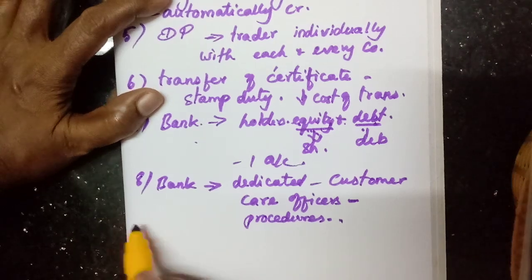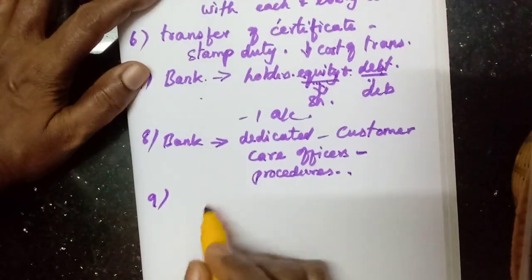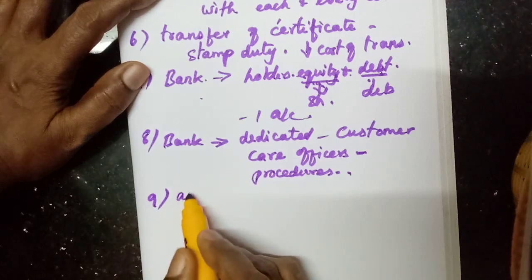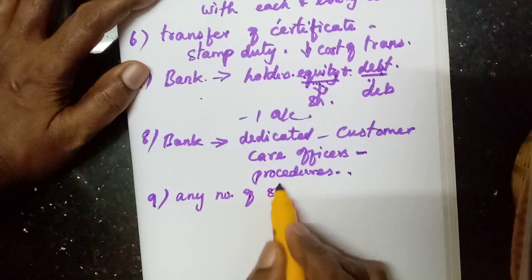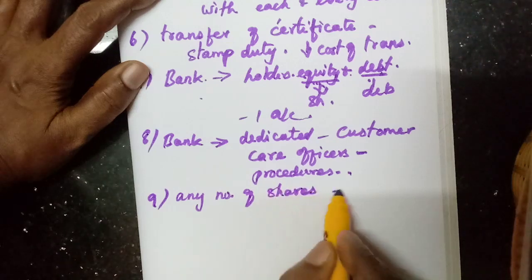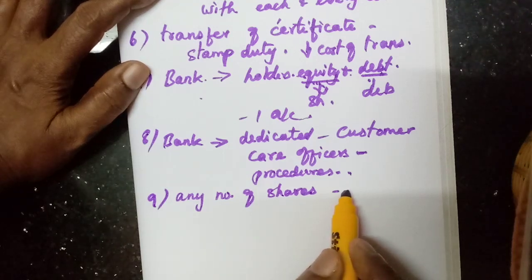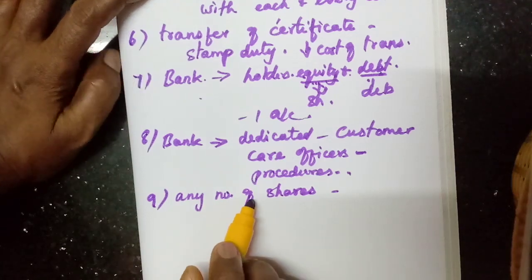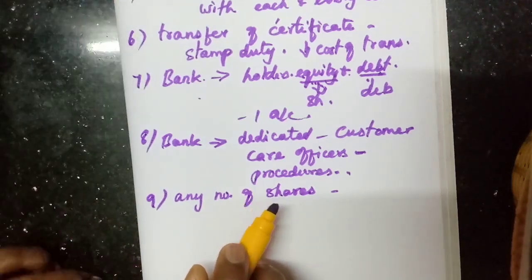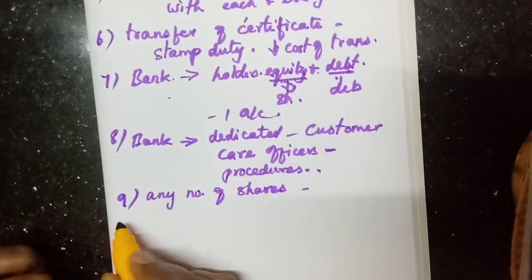Then, the ninth one: he can buy and sell any number of shares. There is no restriction on the purchase; there is no limit. But for physical securities, the paper securities, they have some restriction. For this one, they do not have any restriction. Any number of shares can be bought and sold.